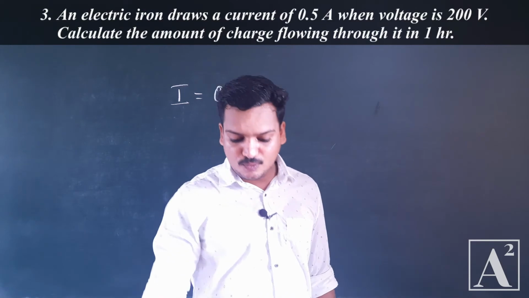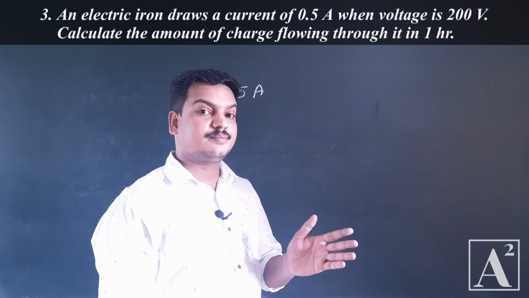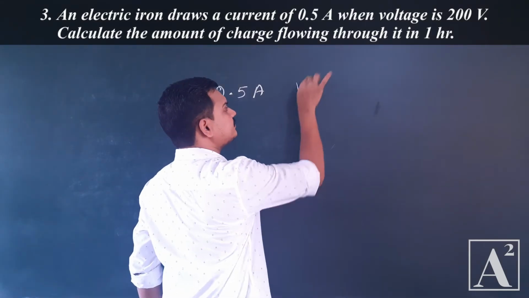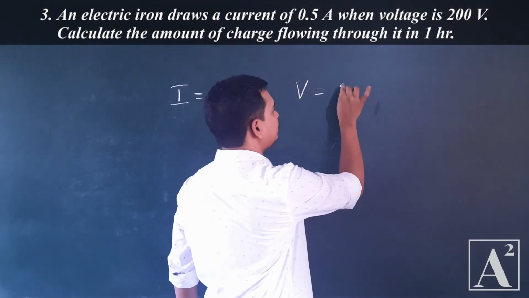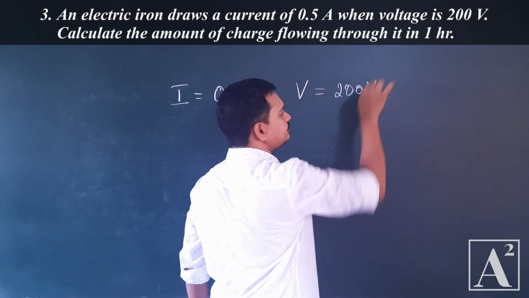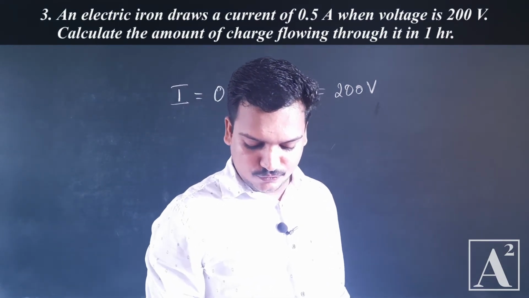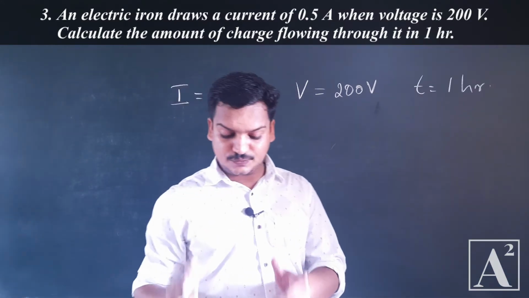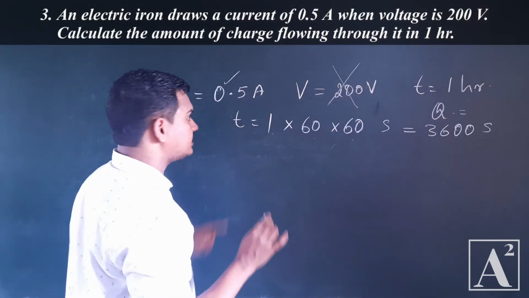And voltage, that is not familiar for you now because it is in the coming session, right? So here voltage, we will represent that one with the letter V. Okay, voltage 200 volt. Calculate the amount of charge flowing through it in 1 hour. How much charge is flowing through the electric iron? That is the question.